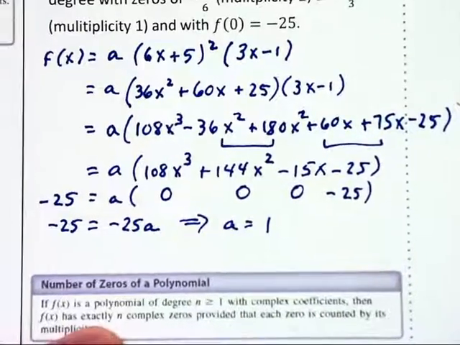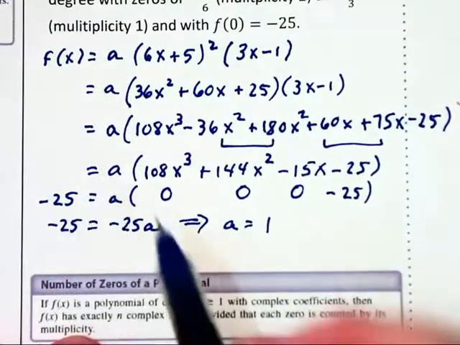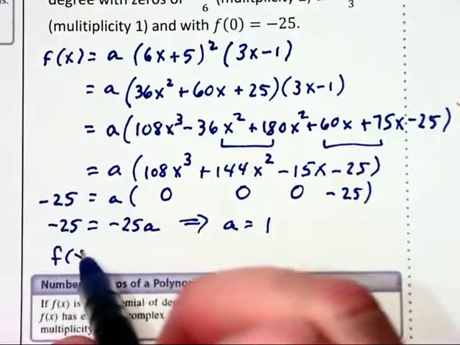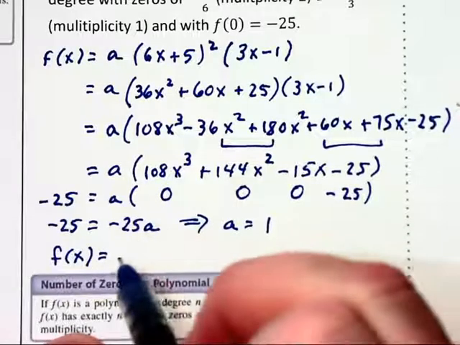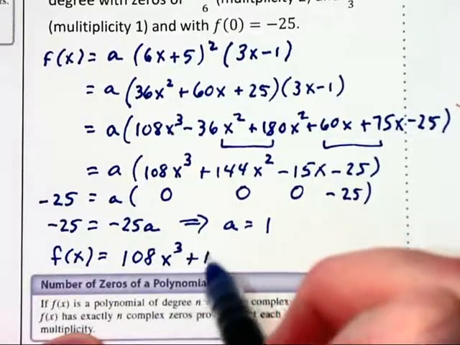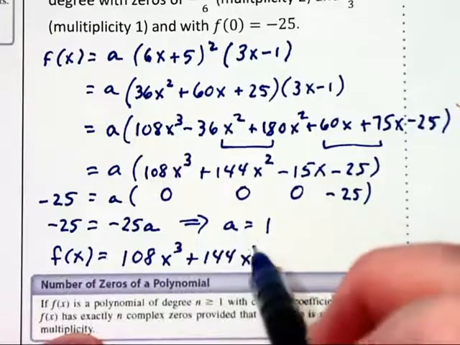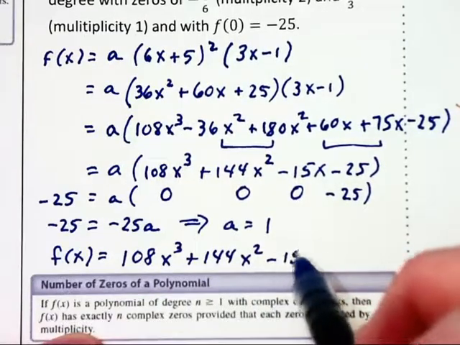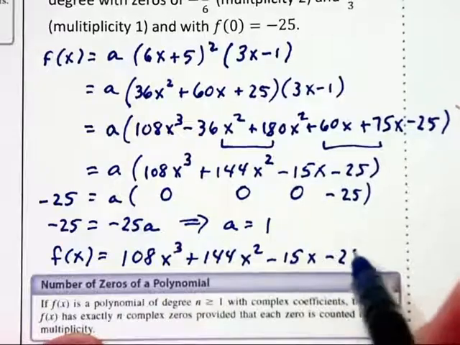And so all we need to do is take that 1, substitute it in a little bit higher, and we have our final answer of f of x equals 108x to the third plus 144x to the second minus 15x minus 25.